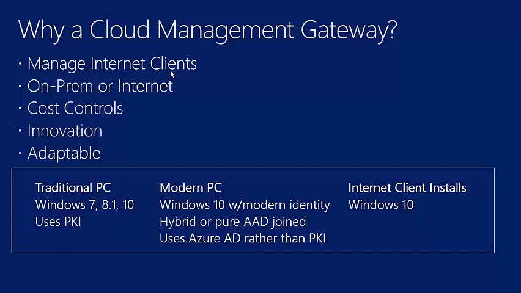So for example, we've had the ability for a long time to manage internet clients with ConfigMgr. It's called Internet-Based Client Management. That requires adding additional infrastructure, typically in the DMZ, management points and distribution points and so forth that you have to maintain. With the Cloud Management Gateway, you don't need that, right? You just need to be able to have Azure and be able to put the needed service in Azure and so on.